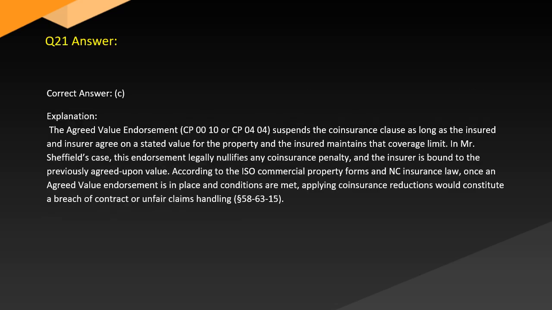Answer. Correct answer: C. Explanation. The agreed value endorsement, CP 10 or CP 44, suspends the coinsurance clause as long as the insured and insurer agree on a stated value for the property and the insured maintains that coverage limit. In Mr. Sheffield's case, this endorsement legally nullifies any coinsurance penalty, and the insurer is bound to the previously agreed upon value according to the ISO commercial property forms. Under NC insurance law, once an agreed value endorsement is in place and conditions are met, applying coinsurance reductions would constitute breach of contract or unfair claims handling. § 58-63-15.